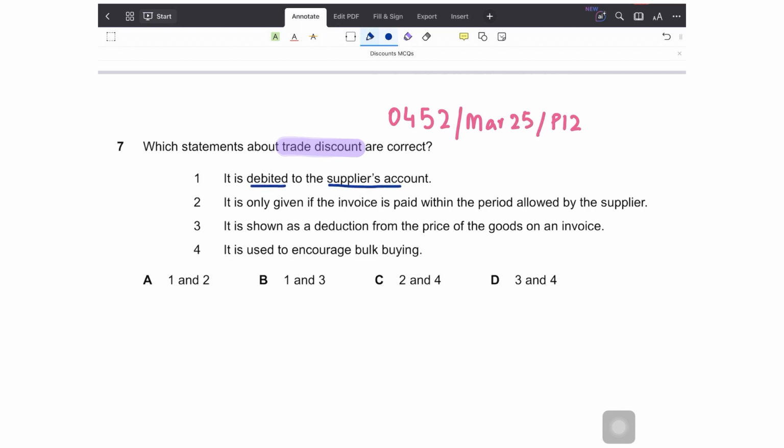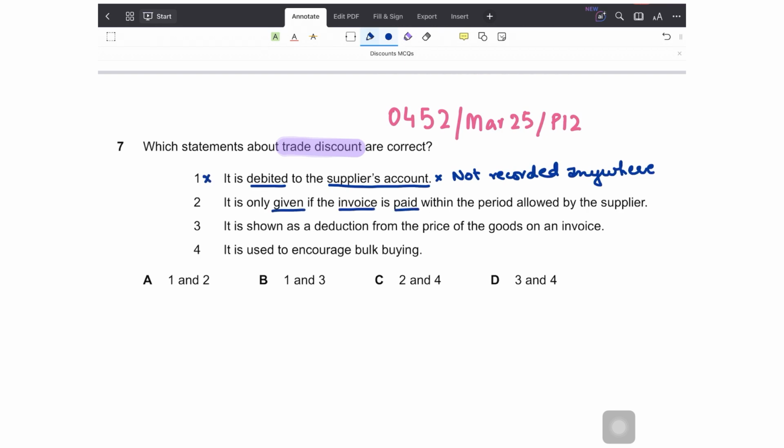Statement number 1, it is debited to the supplier's account. Is it correct? No, we know that trade discount is not recorded anywhere. It is just shown on the invoice. However, we make double entries for cash discounts, which was discount allowed and discount received, but we don't record the trade discount anywhere. So this is wrong.